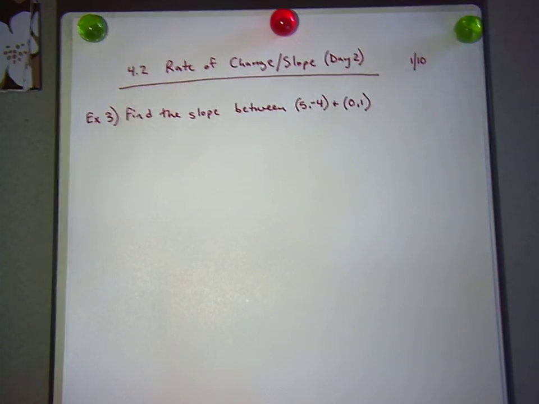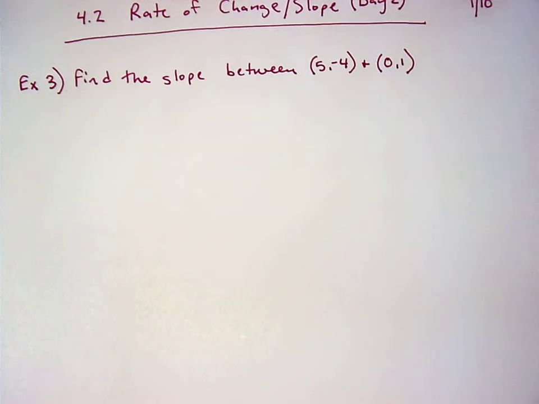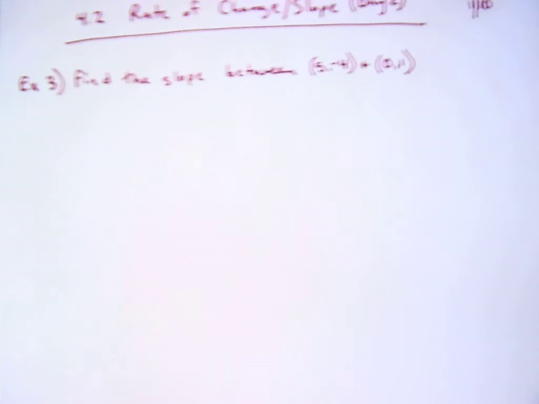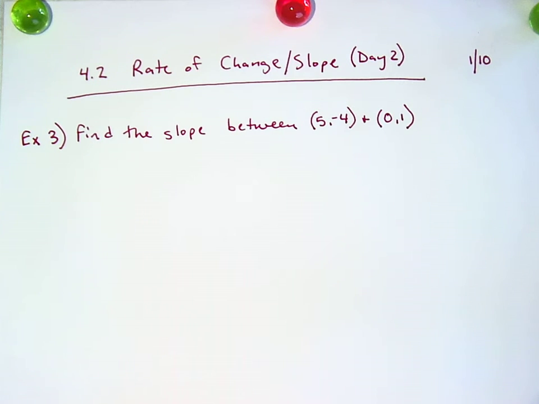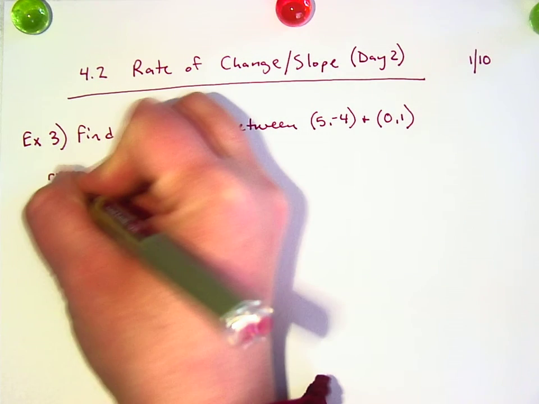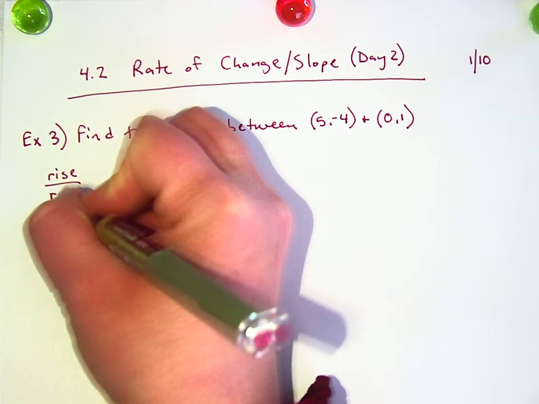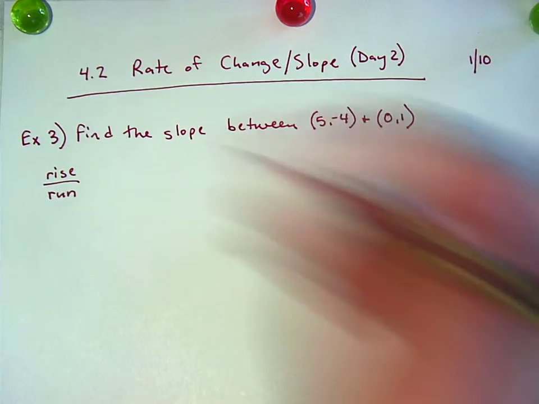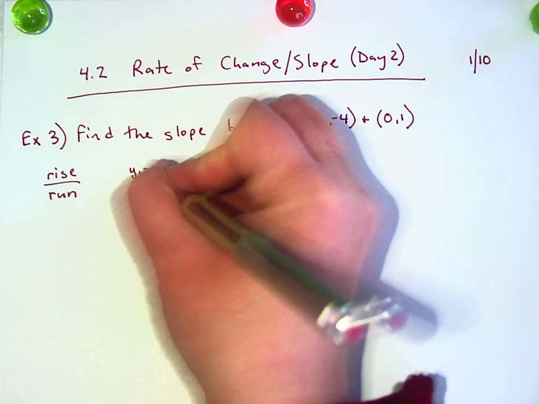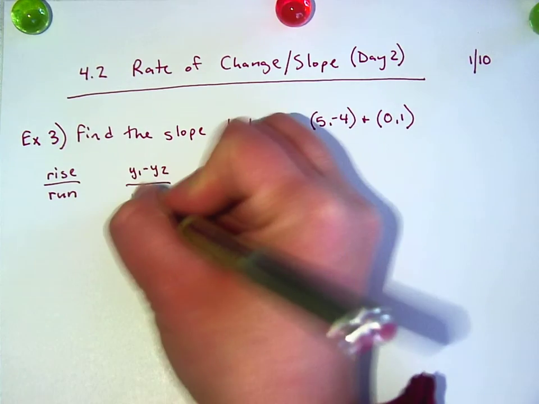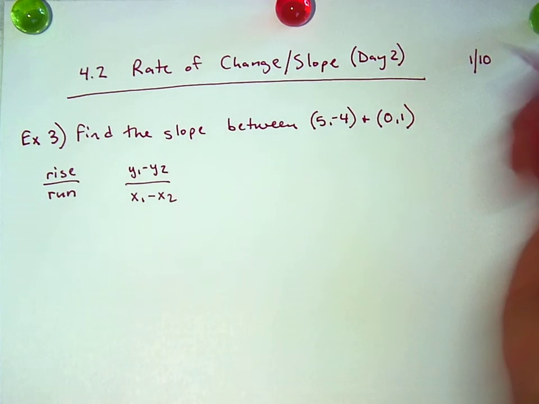Do you want to do this as a class, or do you want to try this by yourself to see if you can do it? All right. Try it by yourself. There are 2 ways you can do this. First way is to graph those points and think about the rise divided by the run and write it as a fraction. Or you can do that y1 minus y2 over x1 minus x2 trick.